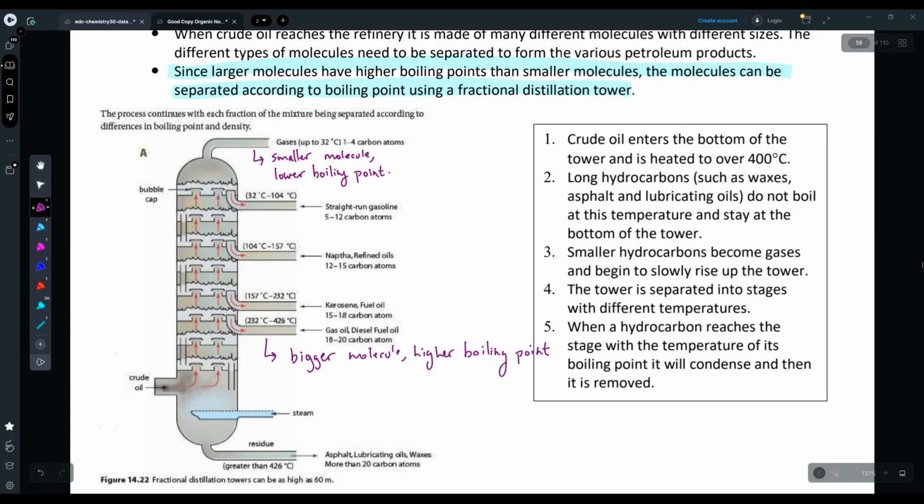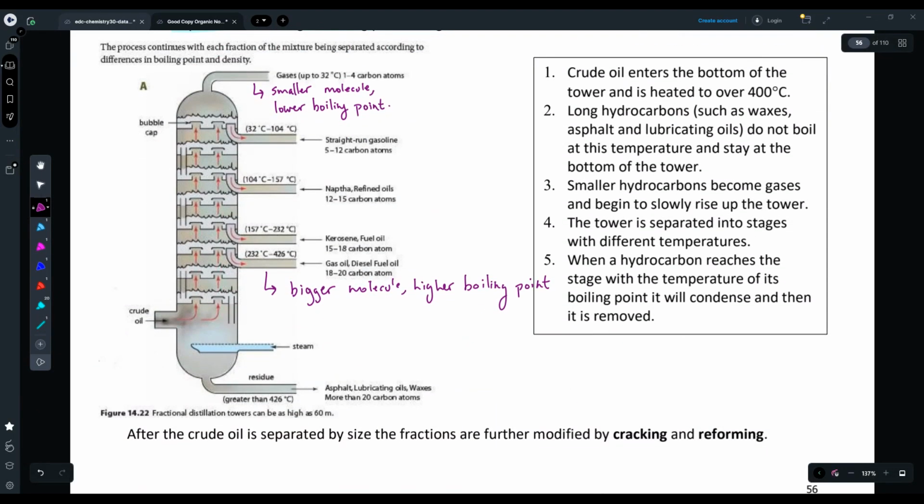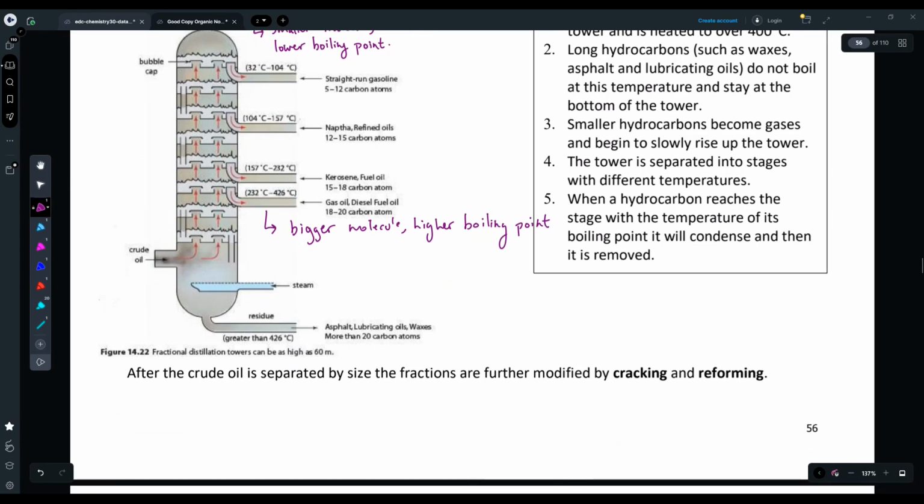Okay. Smaller hydrocarbons, they're going to become gases and they will begin to slowly rise up the tower. The tower is going to be separated into stages with different temperatures, and when a hydrocarbon reaches a stage with the temperature of its boiling point, it's going to condense and then be removed. So that's how fractional distillation towers work. Okay, now after the crude oil is separated by the size, the fractions are further modified by processes called cracking and reforming.